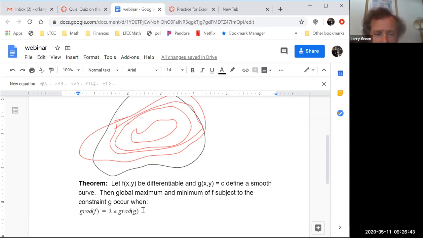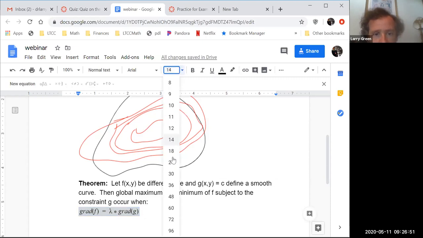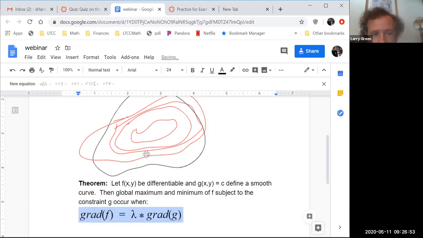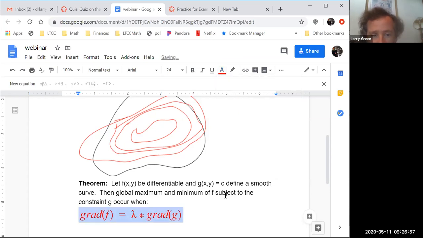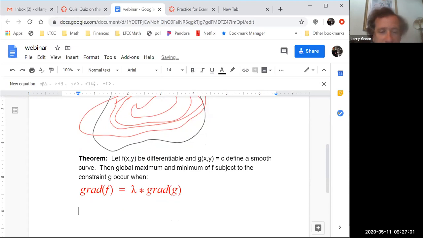Okay, any questions on the big theorem? Let me do some highlighting, because this is the biggie. I want to make it bigger because it's so big. Then let's put it in red just to shout it out. This is the biggie. This is really all we're doing today. Any questions on what this says?